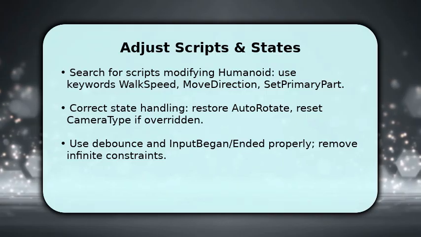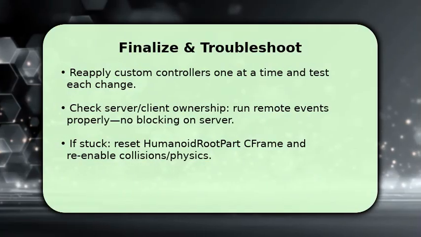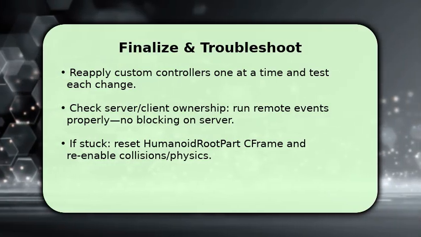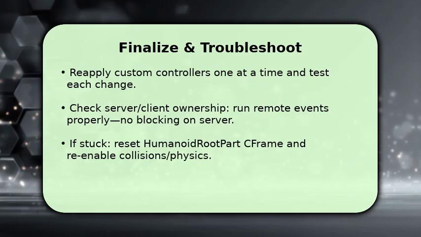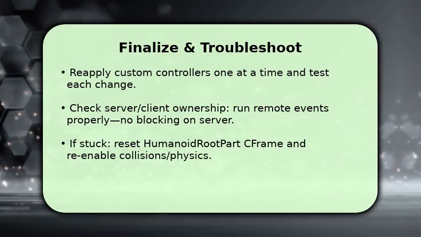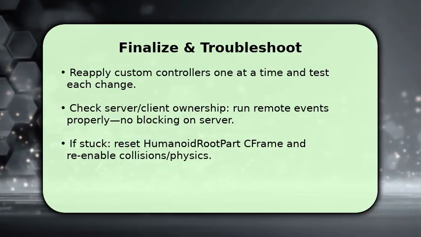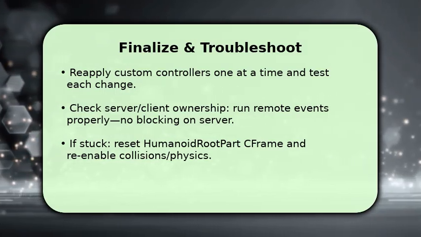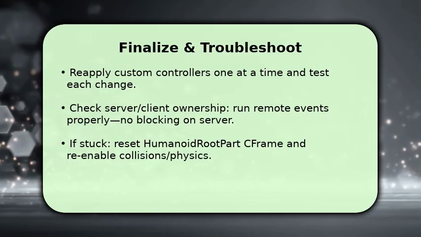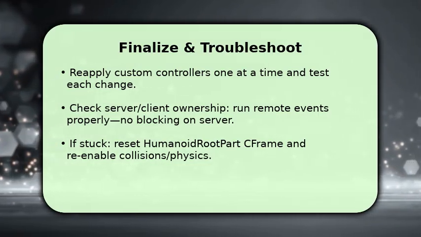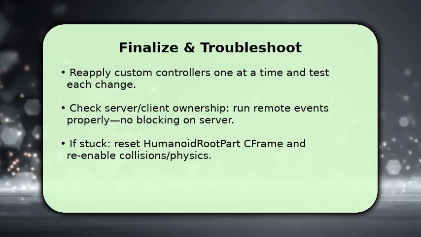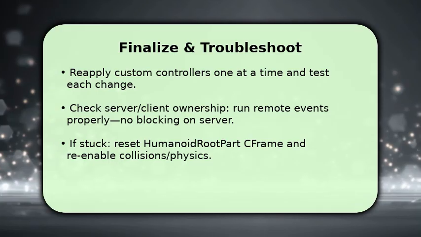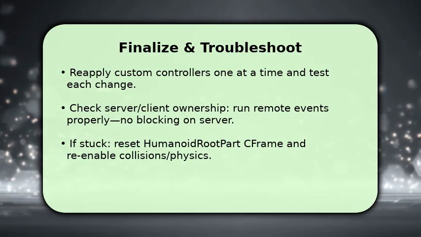To finish, reintroduce custom controllers one module at a time and validate movement after each add. This isolates regressions. Make sure network ownership and remote event patterns don't block client movement. Client should handle immediate input and inform server, not wait for server correction. If players remain stuck, instantly reset humanoid root part C-frame, toggle collisions or platform stand, and reapply default walk speed. This often restores mobility. If problems persist, collect error output and replicate in a clean place.